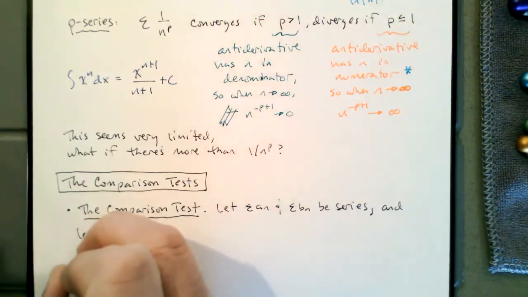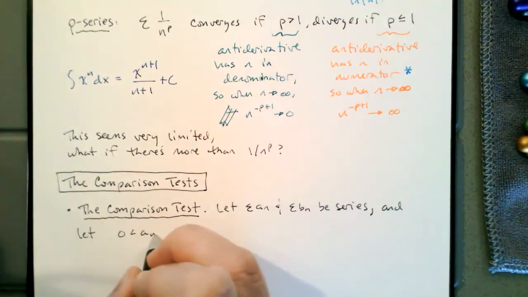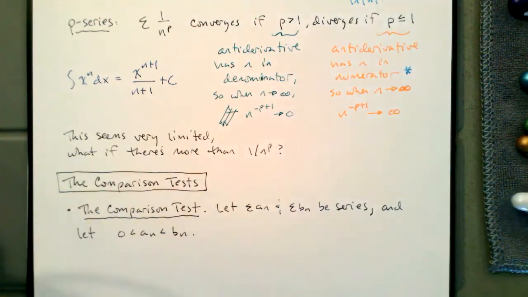So let AN and BN be series, and let's squeeze AN between 0 and BN. This doesn't have to be for all n, it just has to be for all n after a certain value of n. Eventually, we have to be able to squeeze AN under BN. It doesn't matter if for n equals 1 to 100, AN is bigger than BN, so long as after 100, AN will always be less than BN. So it does require that everything be positive for this to work out. We have to be able to squeeze AN between 0 and BN.